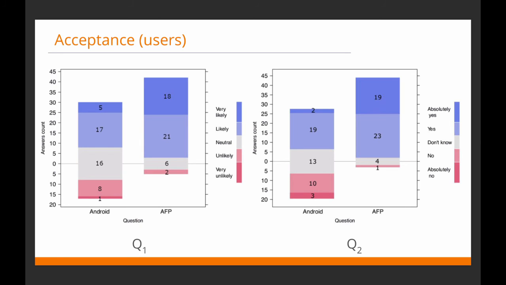In a different experiment, we measured the acceptance of AFP from end users. And to do so, we had 47 users try out several Android applications employing both our FP permissions and the regular Android 6 permissions. And the results were that most users prefer the AFP permissions more and stated that they will be willing to use them in the future.